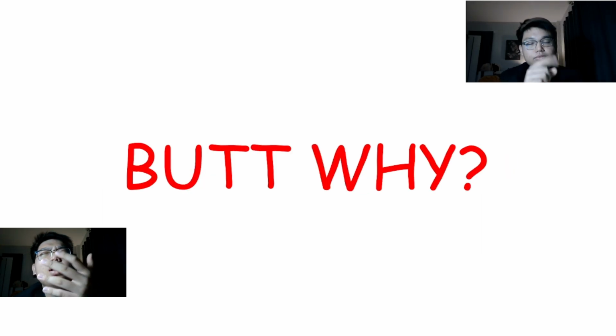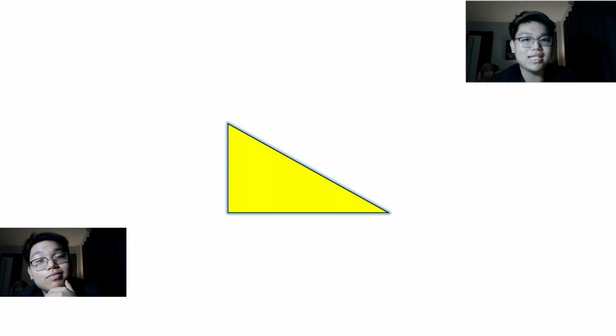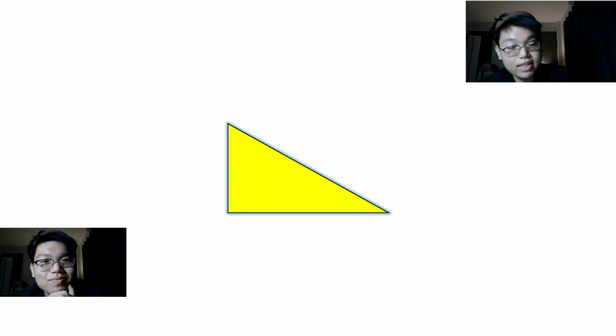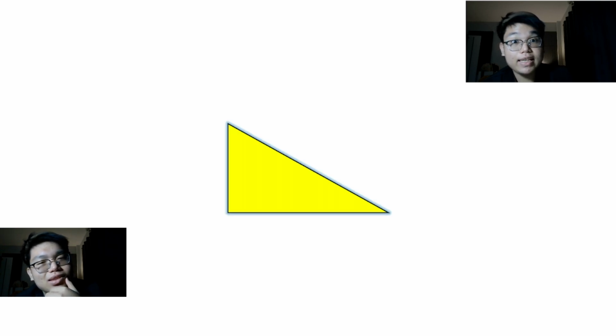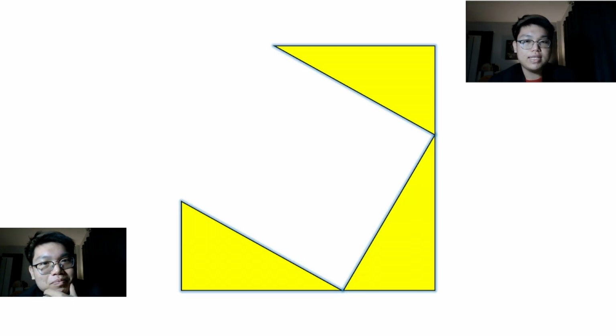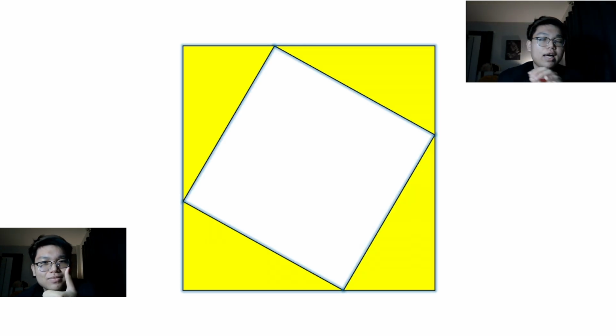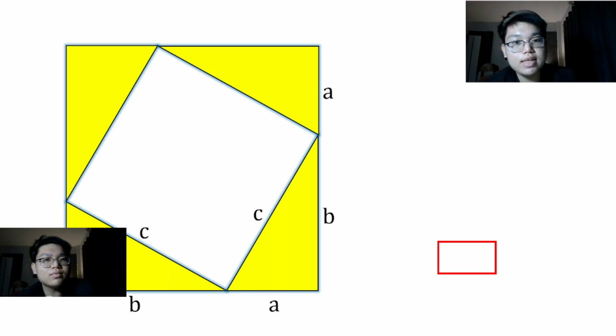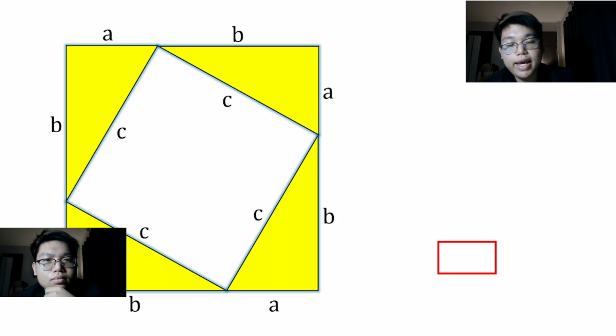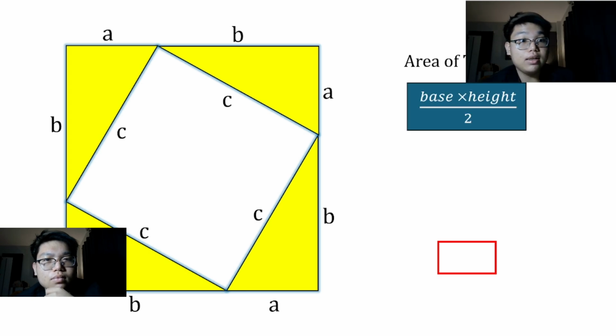But why is that the reason? Well, let's take this triangle and duplicate it. We rotate, rotate, and rotate, and then we make a figure of 4 triangles. As you can see, these triangles have sides A, B, C. Then we find the area. The area of a triangle is base times height over 2, so you get AB over 2.